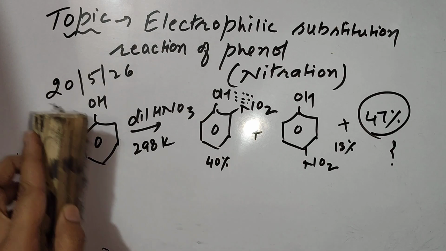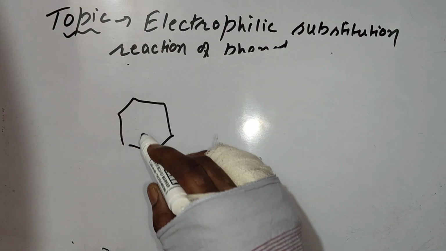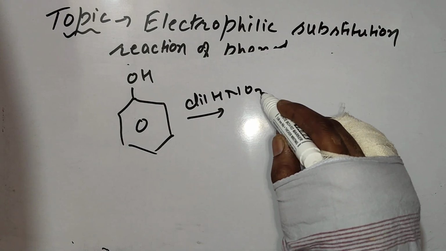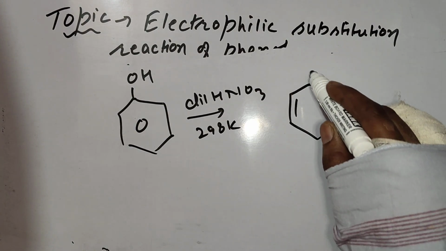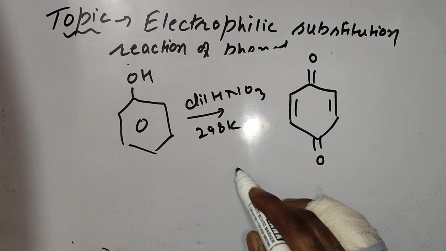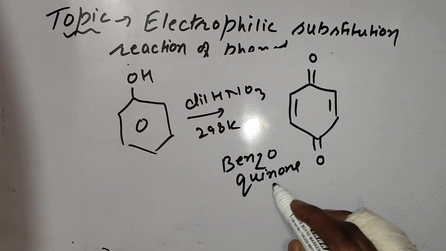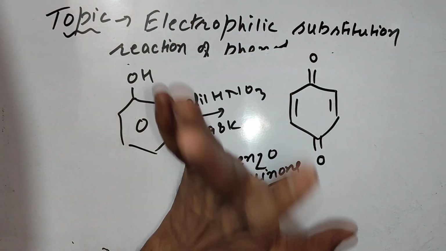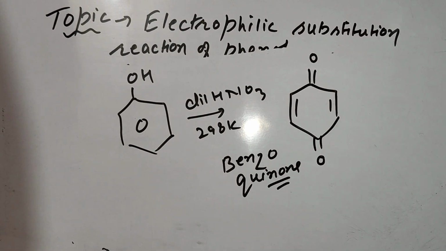The answer is this. The 47% of phenol, in the presence of dilute nitric acid at 298 Kelvin, is converting into this compound, benzoquinone. This one is an undesired product. During nitration, we don't want it. Nitration means addition of a nitro group. Do we have any nitro group here? No. It's an undesired product, benzoquinone.